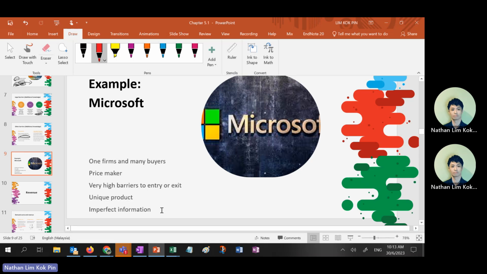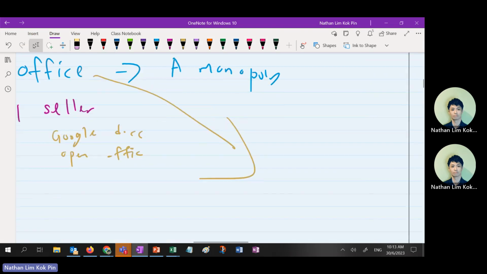And imperfect information. If you ask Bill Gates, hey Bill Gates, I want to create an office software, can you tell me what program code you use? Can you let me copy? What do you think Bill Gates will tell you?